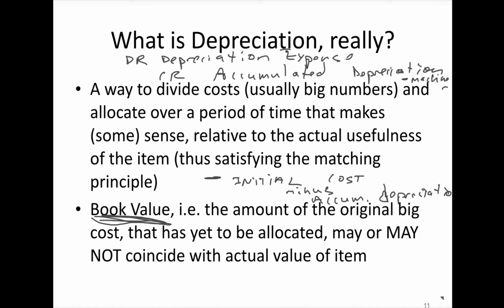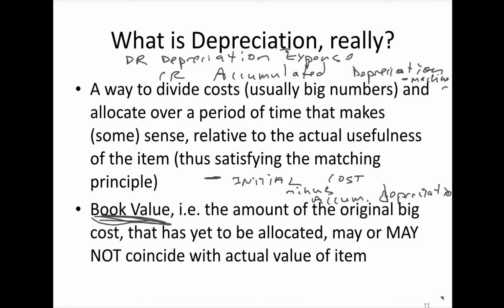Oftentimes, since both market value and book value both go down as time passes, a lot of people in their mind kind of flip-flop or view these as the same thing. They're not. Okay? Book value doesn't have to have anything at all to do with market value. Book value only is related to how much did you buy this asset for initially, and of that initial cost, how much of that has already been recognized as an expense.